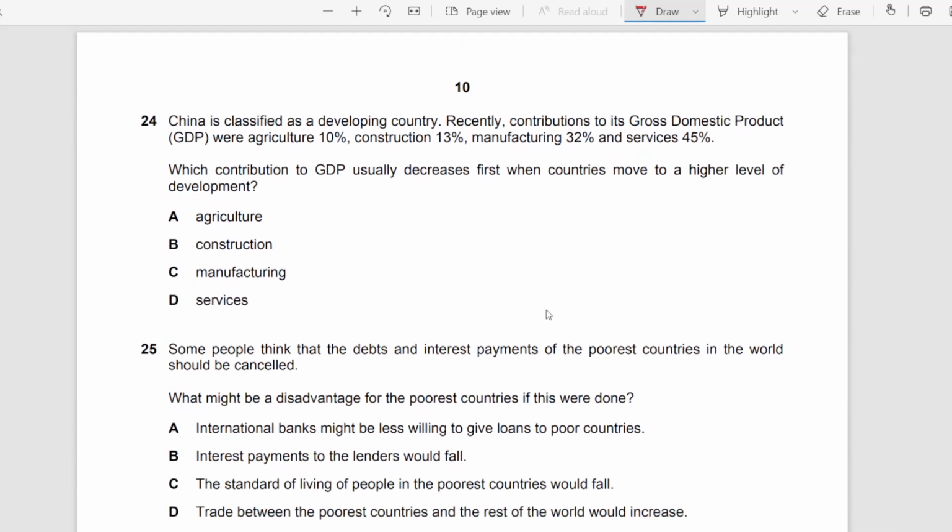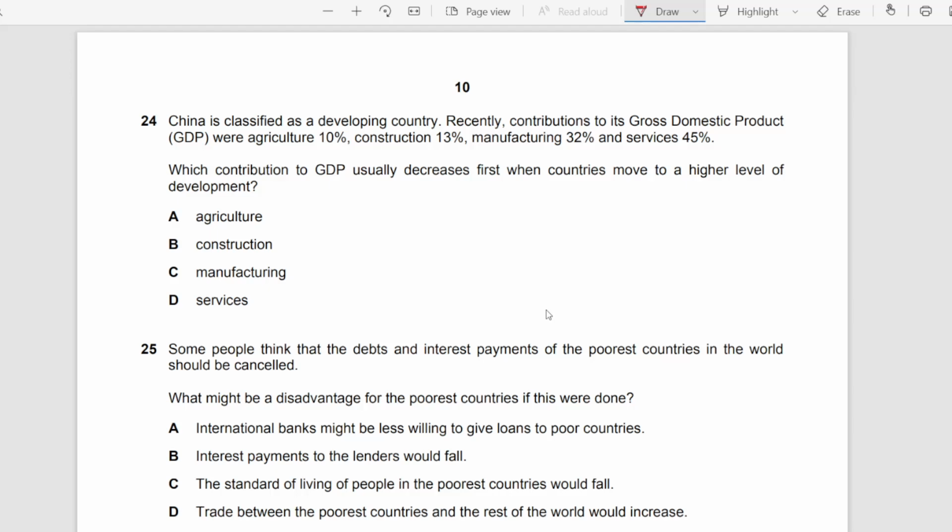Alright, China is classified as a developing country. Recently, contributions to its GDP were agriculture 10%, construction 13%, manufacturing 32%, and services 45%. So you can see that agriculture is 10 and construction 13, and manufacturing and services. Services takes up the largest share. Which contribution to GDP usually decreases first when countries move to higher levels of development?